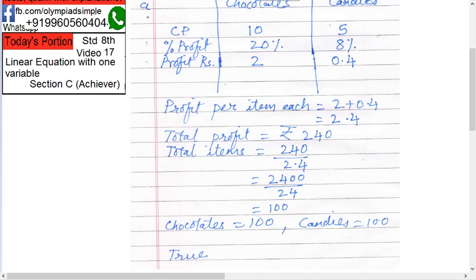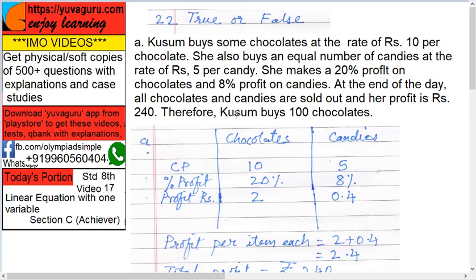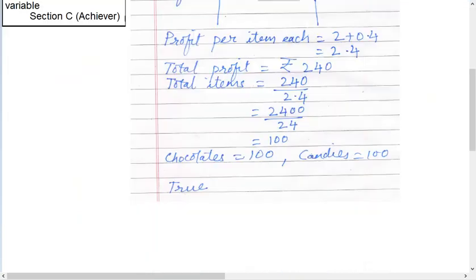Okay. So the question for true or false is: Kusum bought 100 chocolates, or sold 100 chocolates. So that is true. She has both bought 100 and sold 100. So the answer is true.